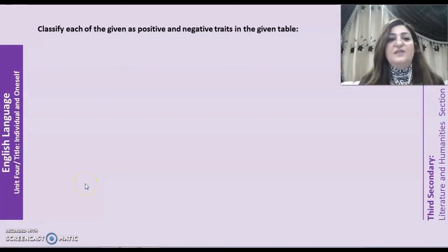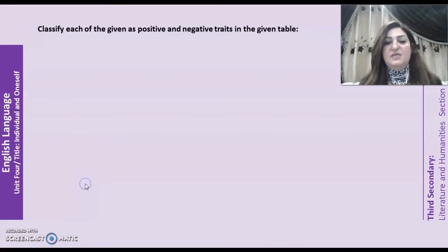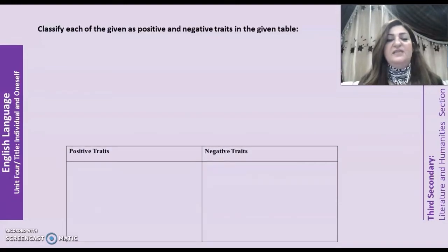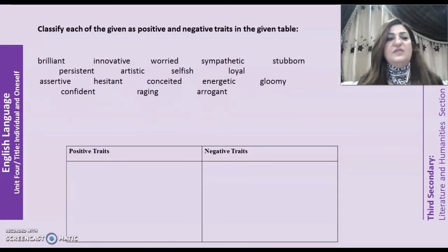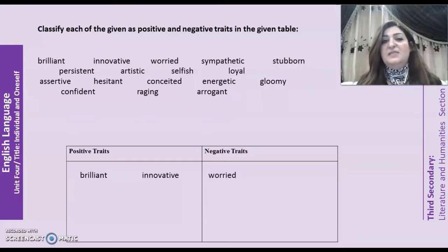Classify each of the given as positive and negative traits in the given table. As you see, this table shows positive and negative traits. Let us solve this exercise. Brilliant, it is positive. Innovative, when you do something new, this is positive. Worried, certainly it is negative. Sympathetic, when you feel with others, it is positive. Stubborn, when you do not change your mind ever, this is negative.